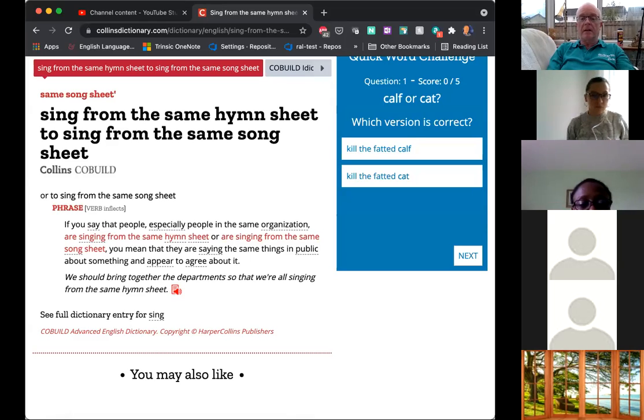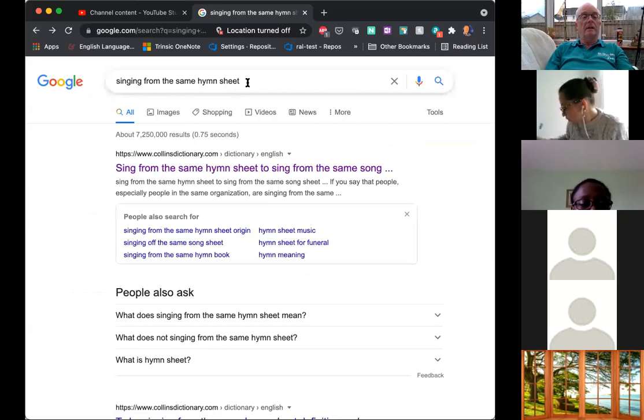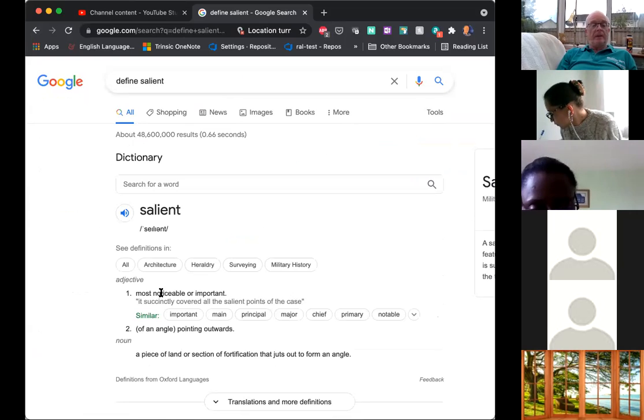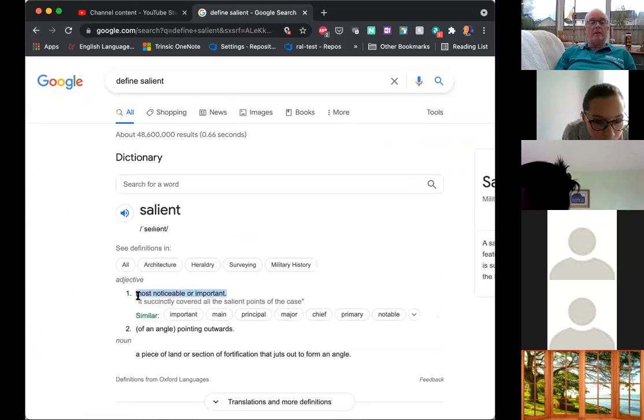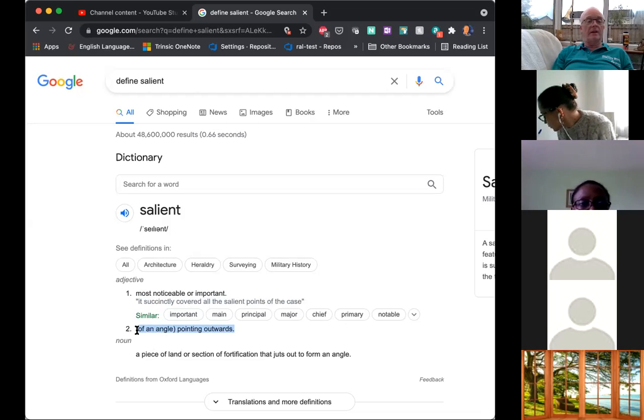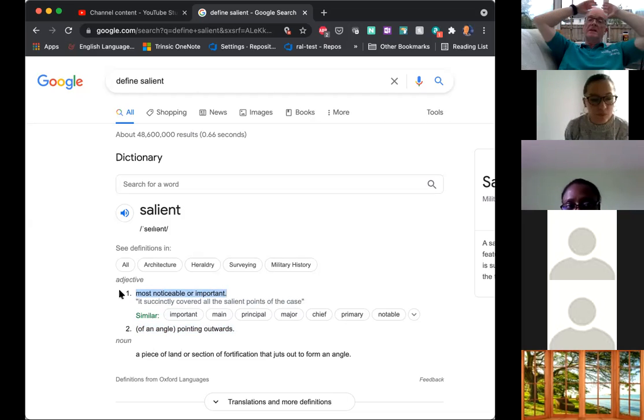I've used a word there, often used with this: salient points. Salient: the most notable or important. It succinctly covered all the salient points of the case. Salient can also mean an angle pointing outwards, but we never use it like that. We always use it like this: the most notable or important. So in this class we are dealing with the salient points of the English language.